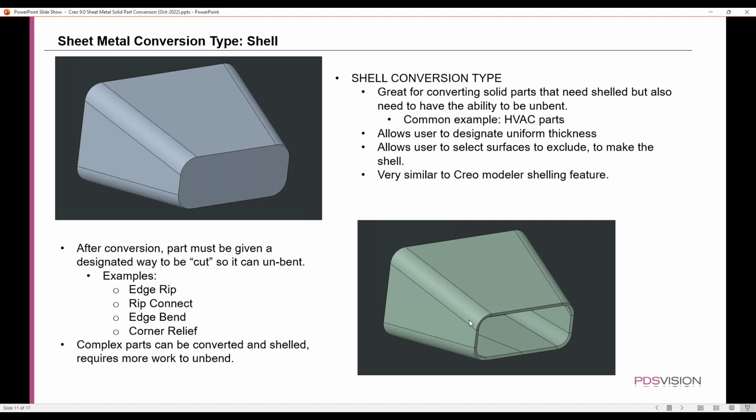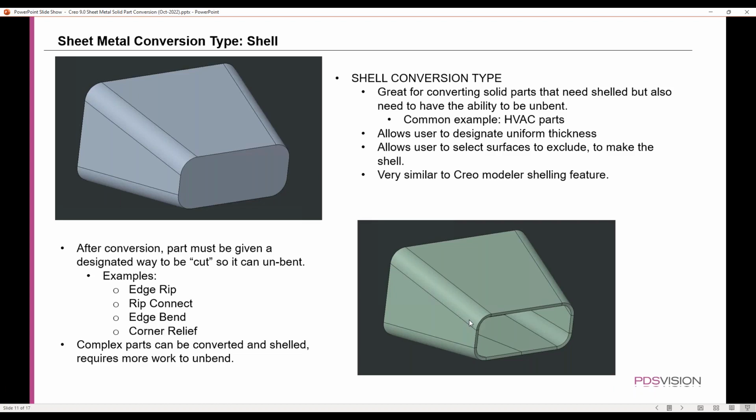Possible examples are your edge rip, your rip connect, your edge bend, your corner relief, and countless other options in there to add and to take away from the model. Complex parts can also be converted and shelled. I have seen some complex parts be shelled, and it's definitely doable.